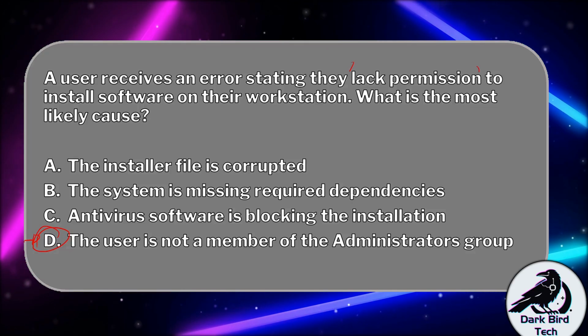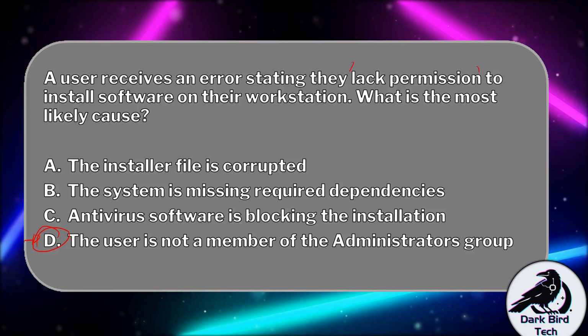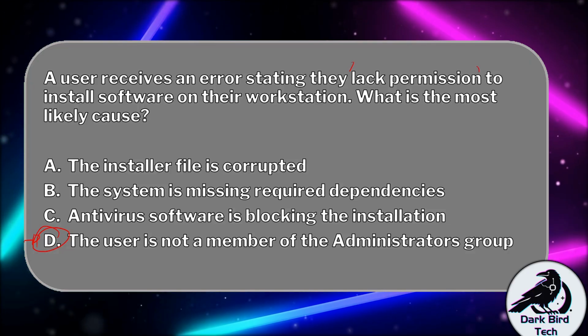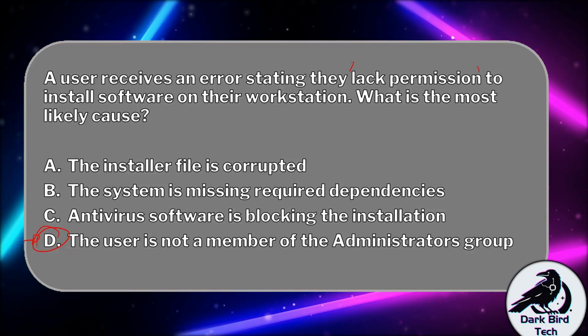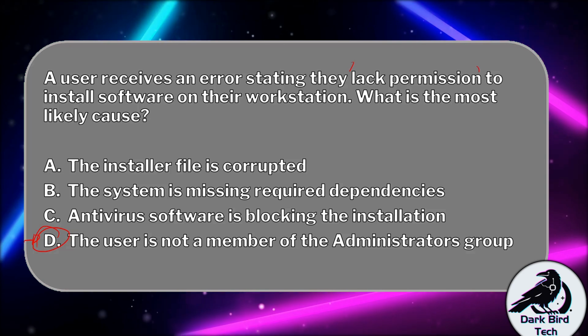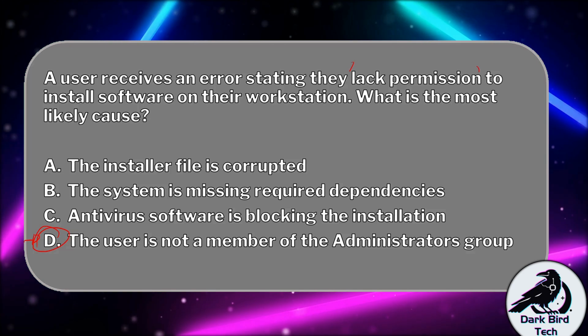It could be that the installation file that was downloaded is corrupted, but that happens very, very rarely. Possible, but rare. The system missing required dependencies? Well, then you would probably get an error message telling you what's missing, or at least that something is missing that needs to be installed, not that you lack permissions.